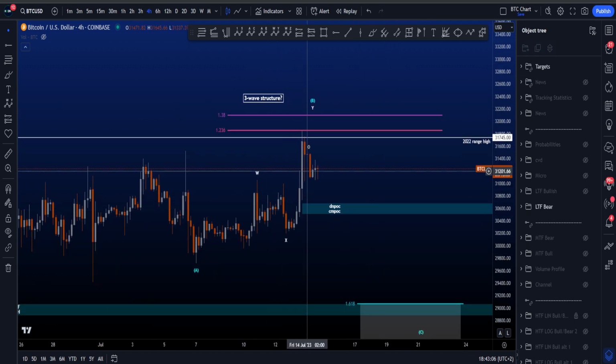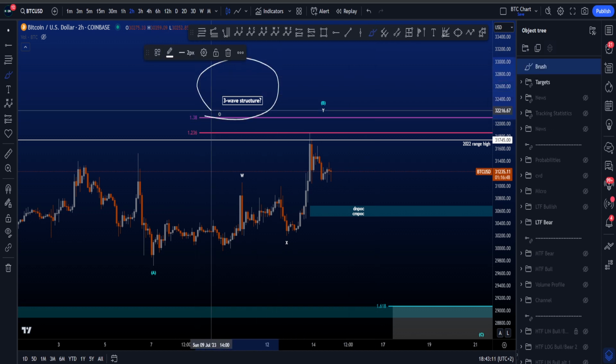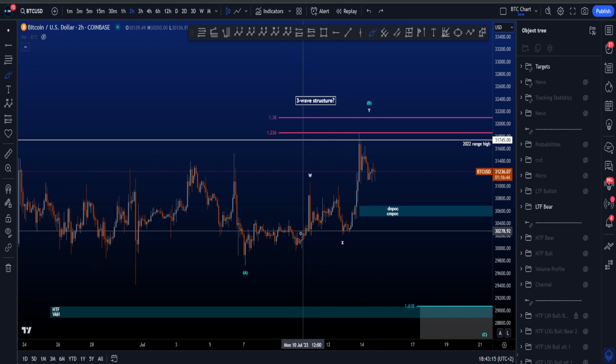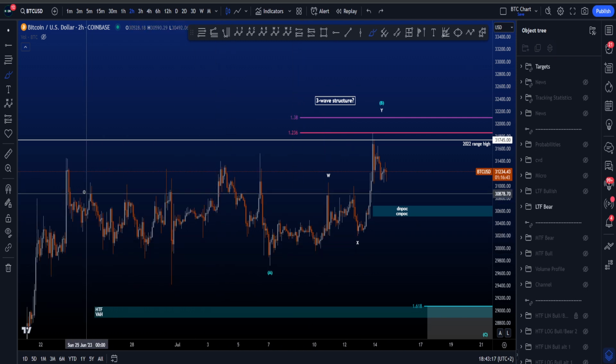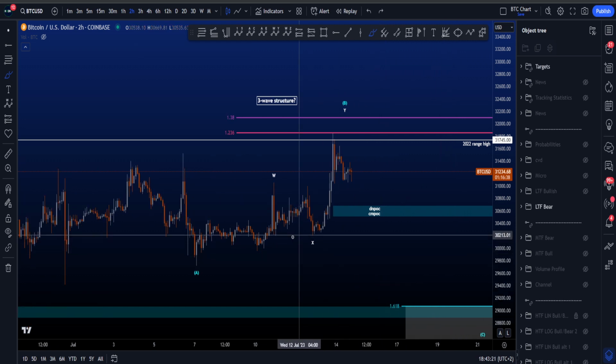If we look at this move towards the upside, it is quite interesting though, because the question is: is this a three-wave structure? Because inside a wave B, you're looking for a three-wave move to the upside, because an expanding flat is a 3, 3, and then an impulsive 5-wave move to the downside.